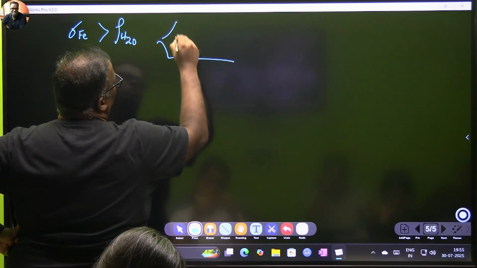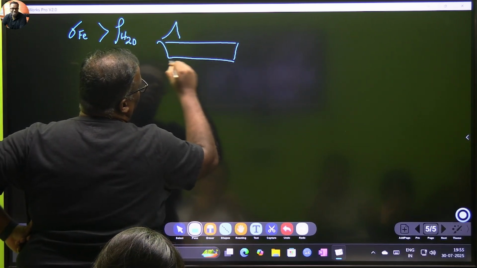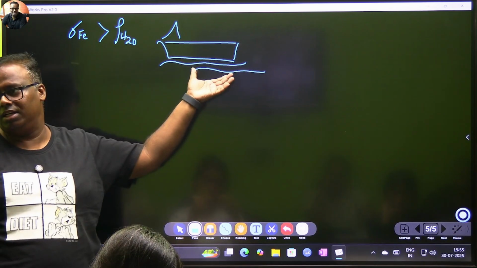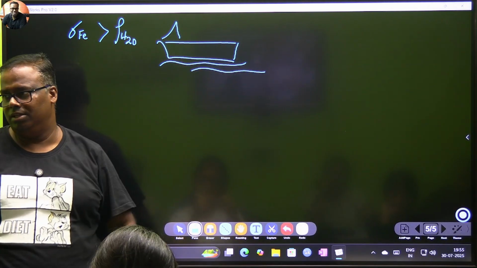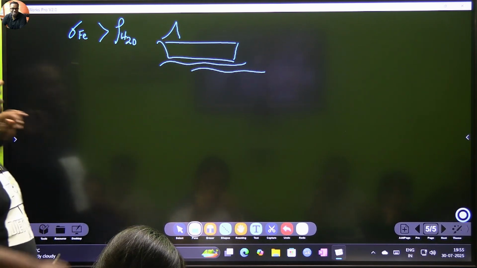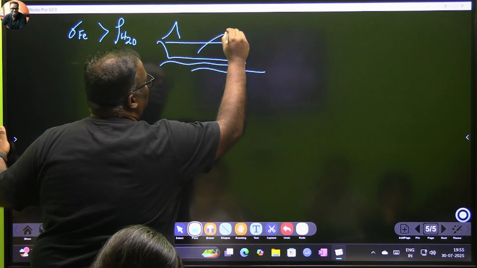This beautiful ship of ours, what does it do? It is floating. But it doesn't float that way. It goes a little under the water, and it floats. It is not the density of iron. Please understand, the whole concept is that this will be treated as a body.